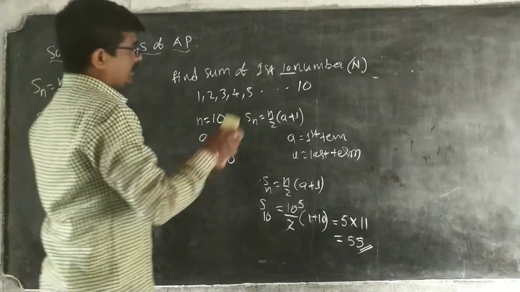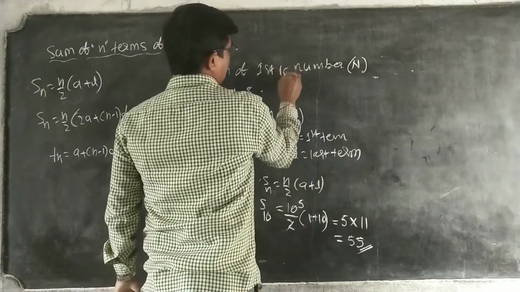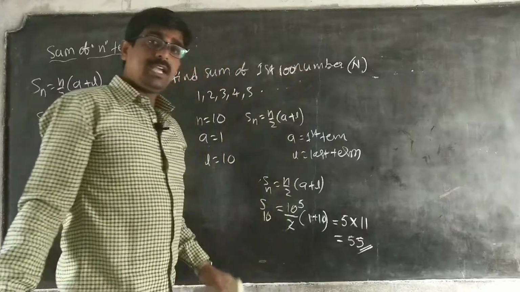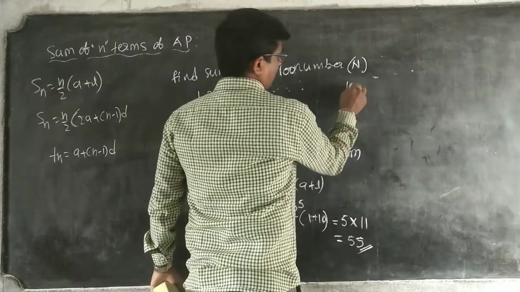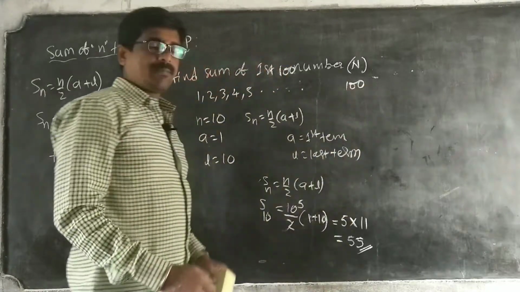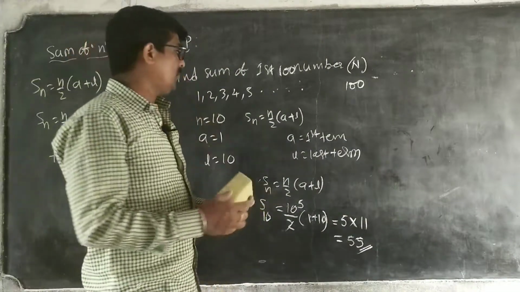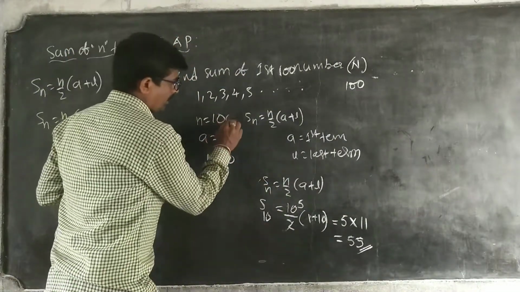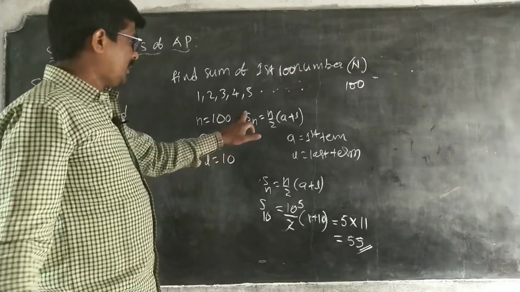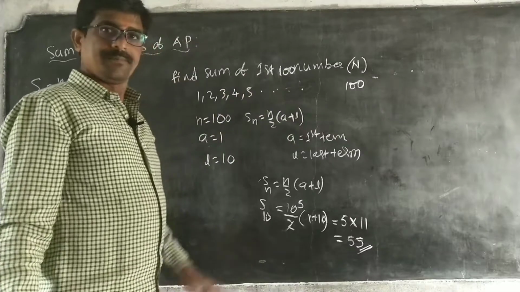Next, same question: I am asking the sum of the first 100 natural numbers. That means up to 100 we are writing. Is it not possible to count 1 to 100? That's the biggest problem. At that time I am using the same formula. Here the number is 100. Sn is equal to n by 2 into a plus L.